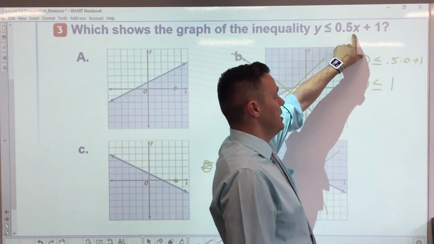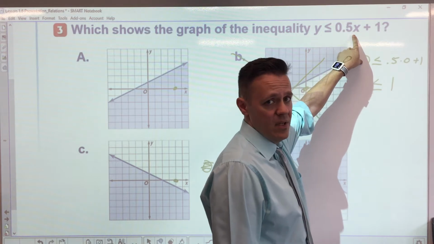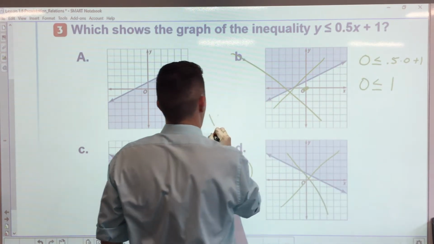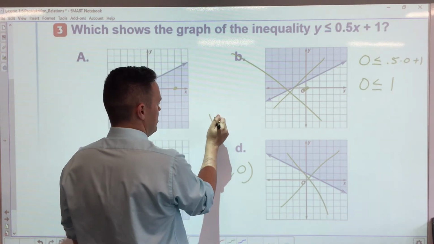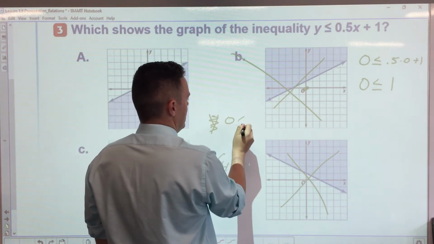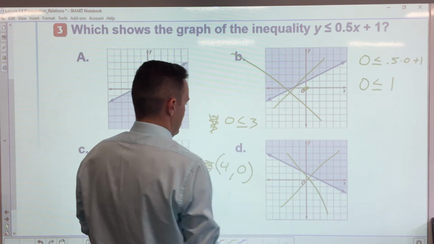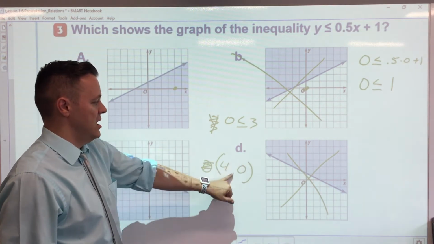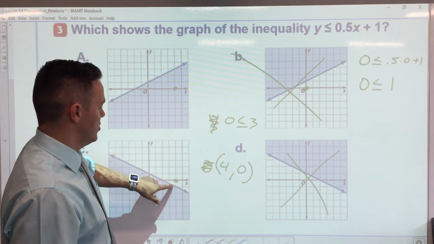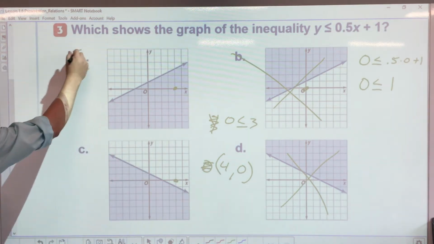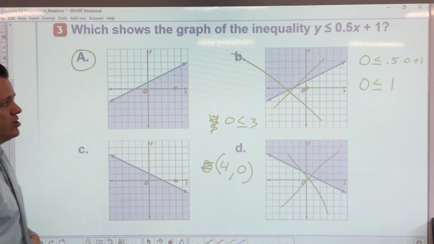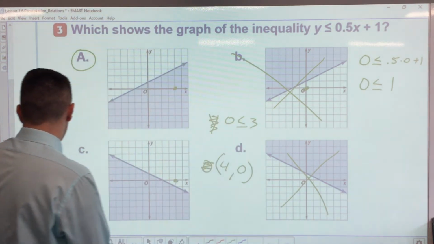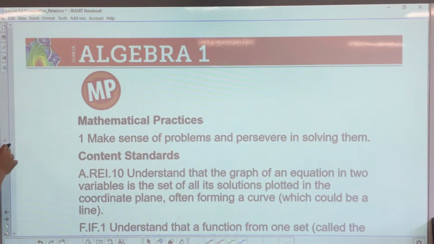So if you plug 4 in here, what is 4 times 0.5? It's actually 2. So 2 plus 3 is 5, and y is 0. So 0 is less than or equal to 5. Is this a true statement? The answer is yes, it needs to be a point. So which one of these is true? It's actually A. If you don't understand that, that's okay. We'll cover this later on in the year. I just want to make sure you guys have this bell work.